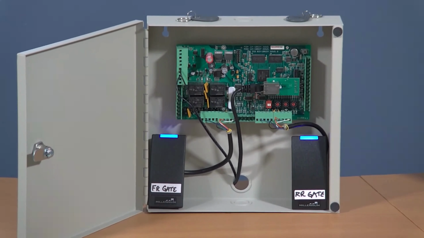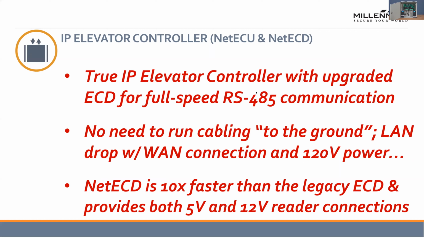Okay, let's go ahead to the next item, which is going to be our IP controller. So here we have, again, the long-awaited IP, the net version of the ECU and the ECD to go along with our site controller and our door controllers. This is a true IP elevator controller. It says upgraded ECD. I still have ECD here, but it's really a net ECD now. So it's an upgraded ECD.